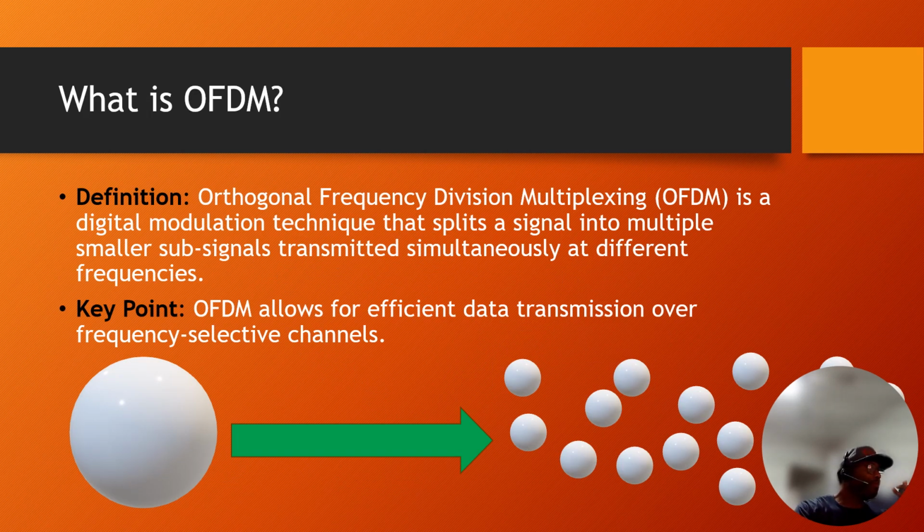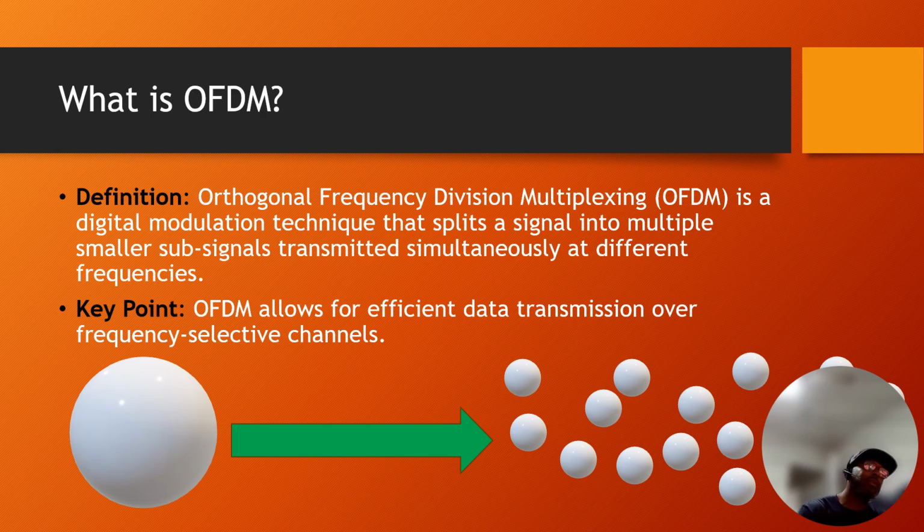What is OFDM? Orthogonal frequency division multiplexing is a digital modulation technique that splits a signal into multiple smaller subsignals transmitted simultaneously at different frequencies. Think of OFDM like delivering a big stack of pizzas to different houses. Instead of one driver taking all the pizzas in one trip, risking some getting cold or lost, you send many delivery drivers, each carrying just a few pizzas to different locations. This way, even if one driver gets stuck in traffic, the rest of the pizzas still get delivered safely and warm.